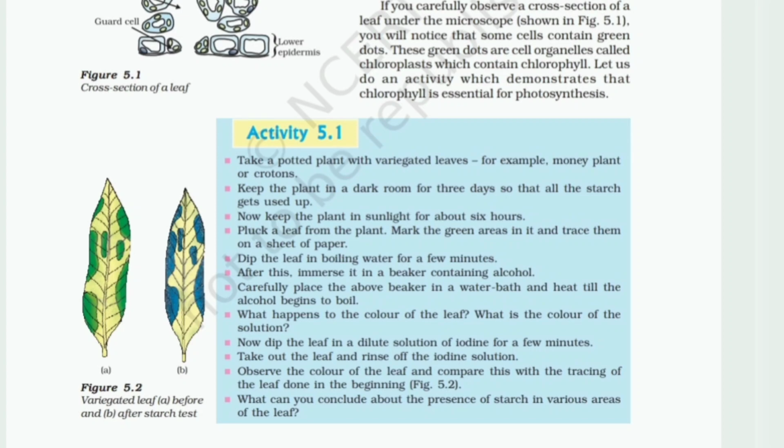Take out the leaf and rinse off the iodine solution. Observe the color of the leaf and compare this with the tracing of the leaf done in the beginning, figure 5.2. What can you conclude about the presence of starch in various areas of the leaf?